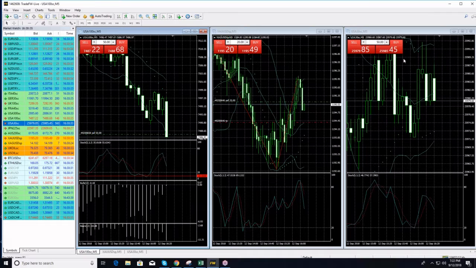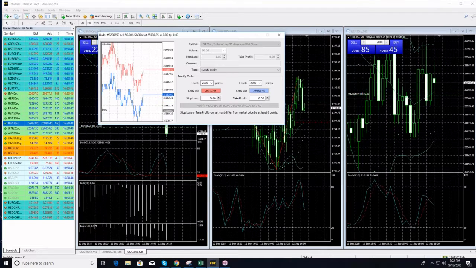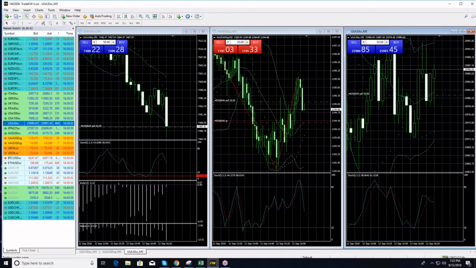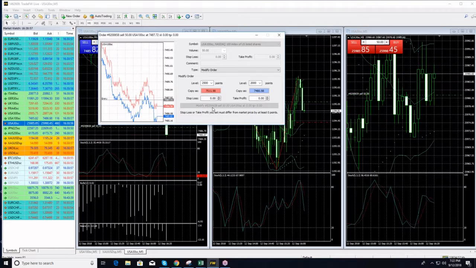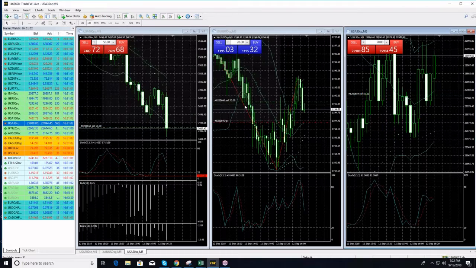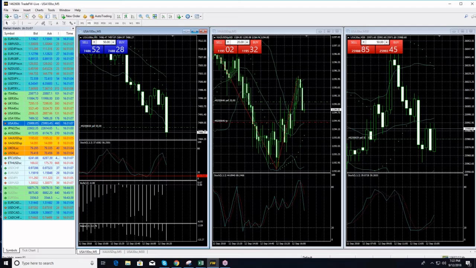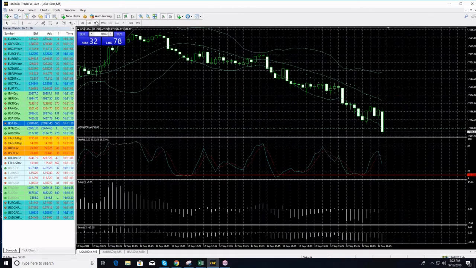I'm selling USA 100, guys. Just sold USA 100. I'm selling also USA 30. And today we put take profits immediately. Let's put take profits here. I put too high a take profit on USA 100.